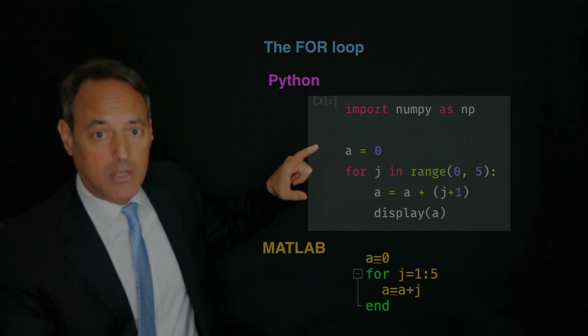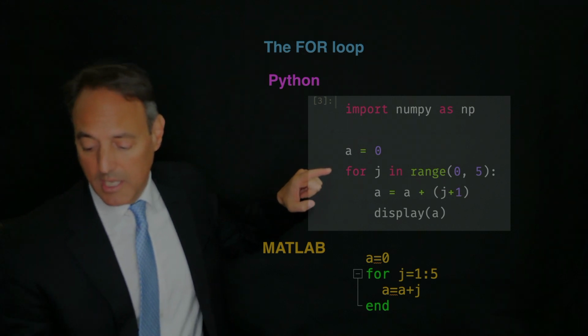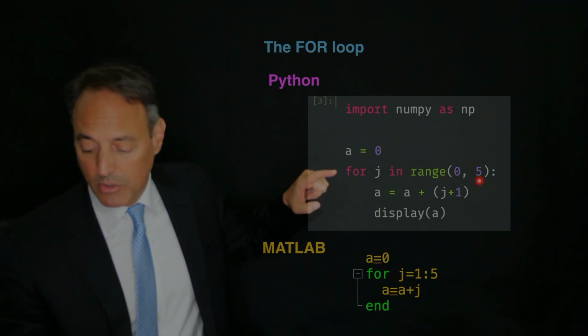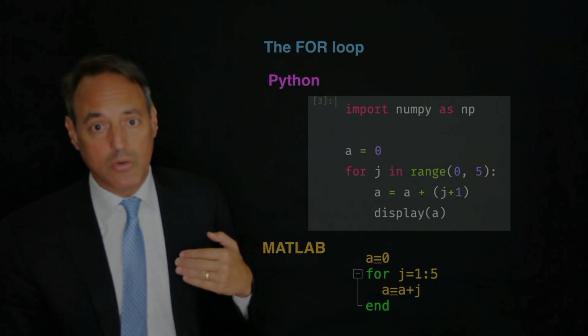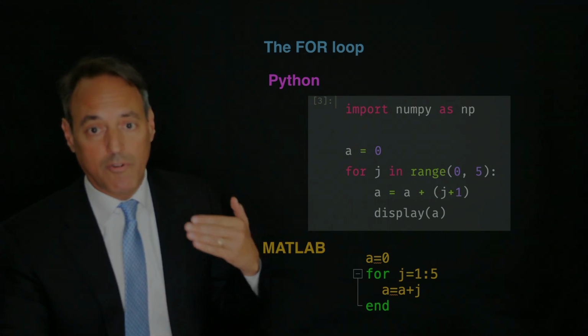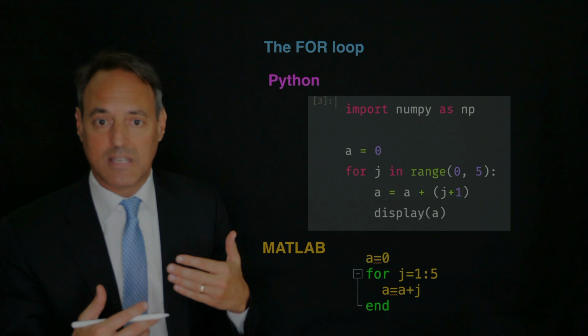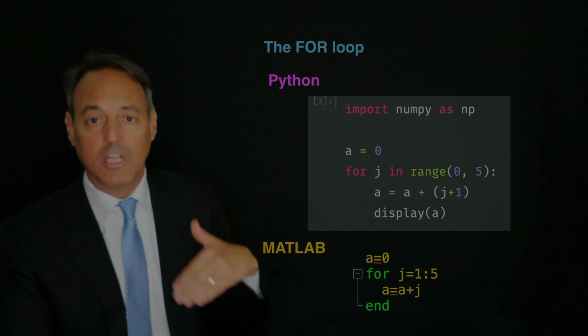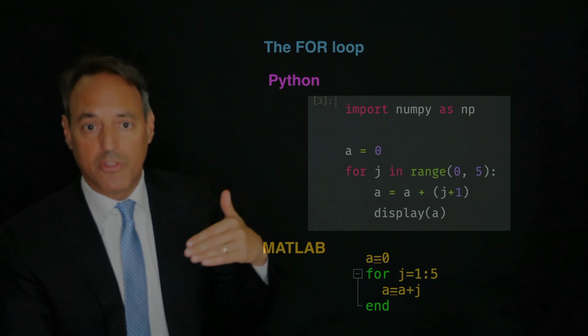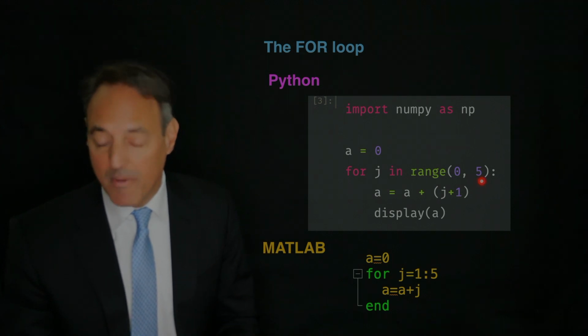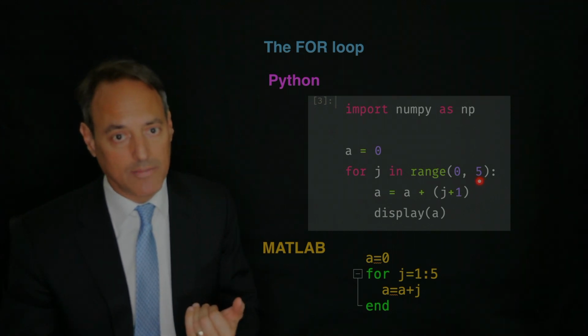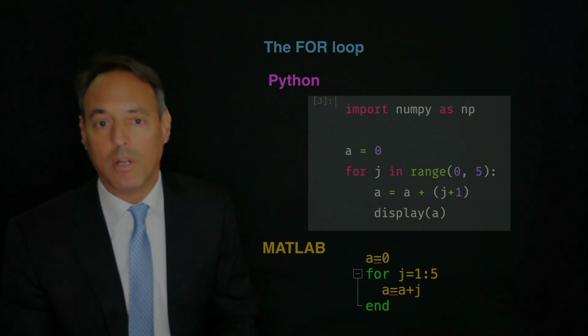We're going to start off with a equals 0. And what we're going to do in this loop is for j in range(0, 5). What this is going to do is start from 0, and since I haven't specified a step, it's just going to step forward 0, 1, 2, 3, and 4. Remember, it does not step at 5. It does one less than 5. So it's going to go 0 through 4 in integer steps.